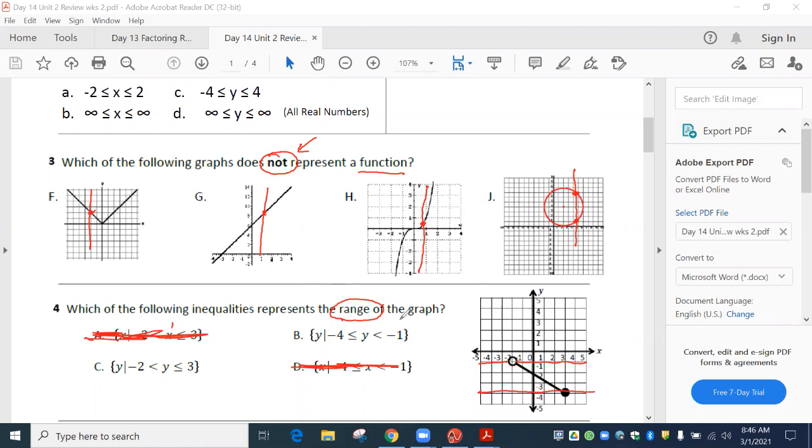So just by default, it's got -1 and -4. Which answer is that? B, yeah. Now, I will remind you that if it is an open circle, open circles do not get an equal to bar. So notice right here at -1, there was no equal to bar right there. Okay. All right, so the answer was B.